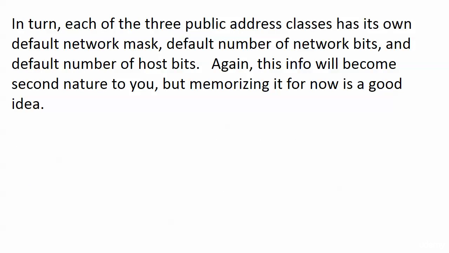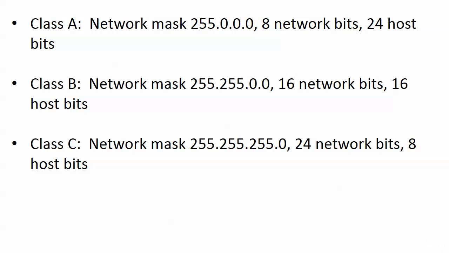Now, in turn, each of those public address classes we just looked at, A, B, and C, has its own default network mask, its own default number of network bits, and its own default number of host bits. This information will become second nature to you, but memorizing it for right now is an excellent idea. Class A, the default network mask is 255.0.0.0. We know now what that means as far as the network bits and the host bits are. The first 8 bits in that address are set to 1, so we know we've got 8 network bits, and then everything else is a host bit, 24 host bits.